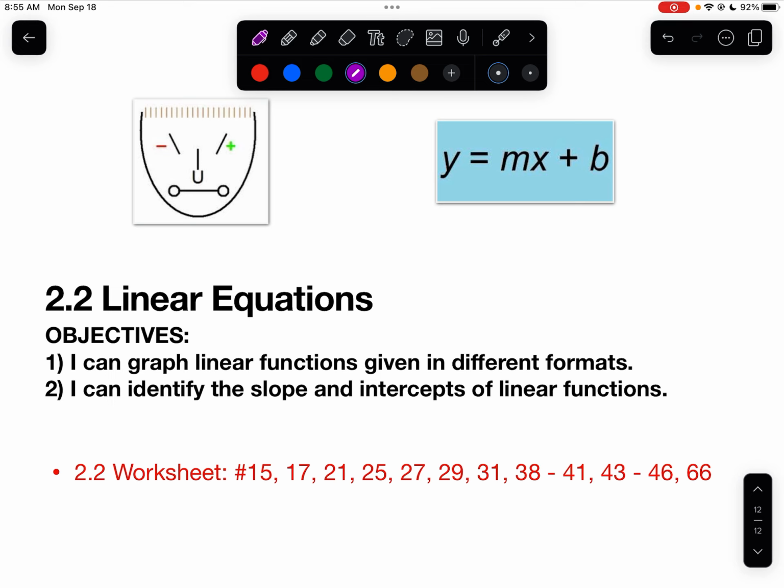That was a lot of information. Thank you for sticking with me here as we discussed linear equations. We discussed slope. We discussed the various formats. We graphed them. We wrote them. We found their intercepts. Thank you for watching.